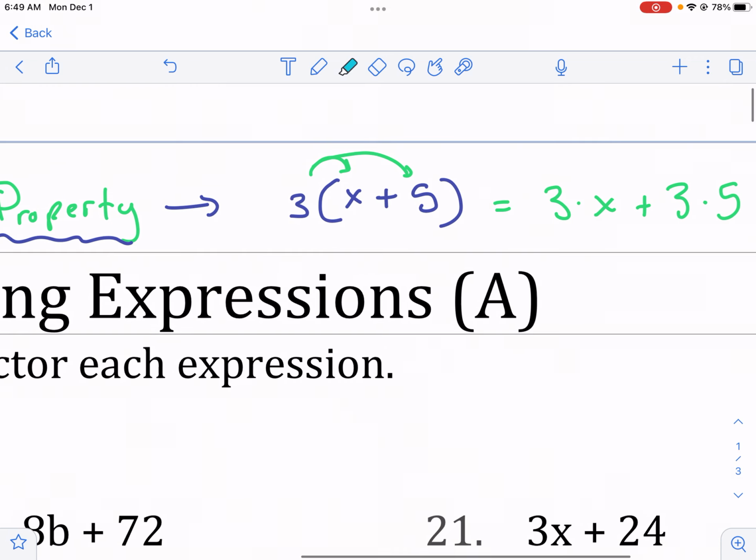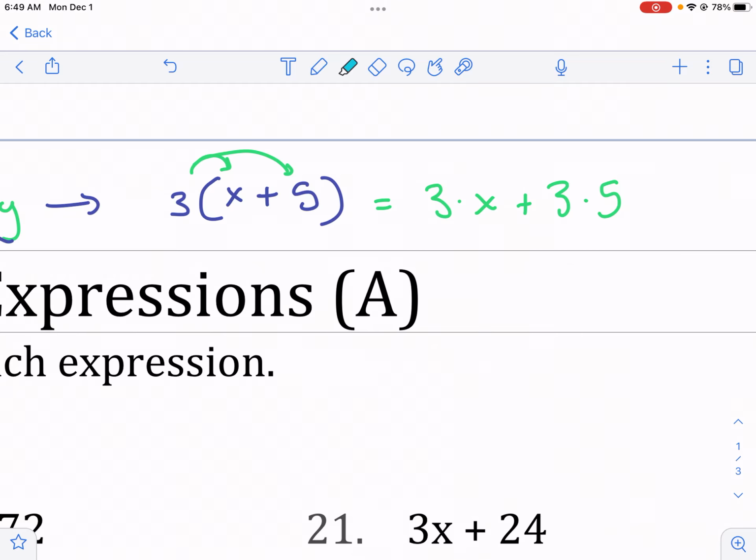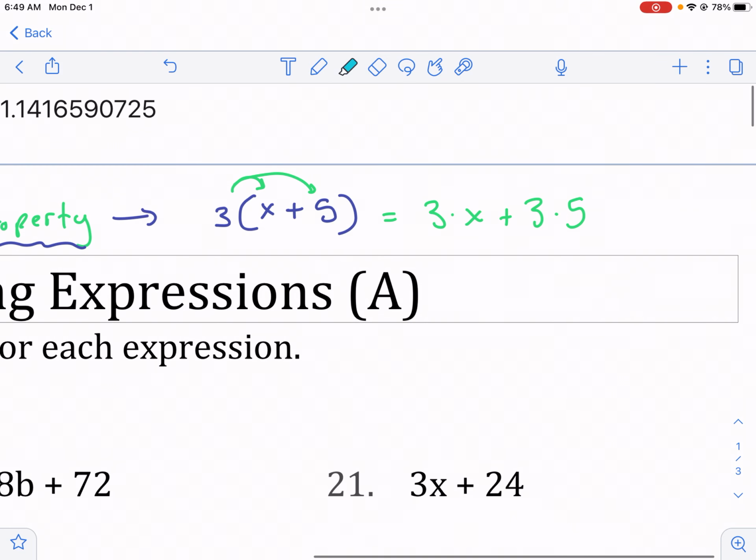There's implied multiplication. And what we can do to simplify this expression is to distribute. And that means we're going to take turns multiplying the 3 times the x and then 3 times the 5. And this is how we can rewrite it: 3 times x plus 3 times 5. It's equivalent. That means it's the same value. So if we're going to simplify this further, it would be 3x plus 15.